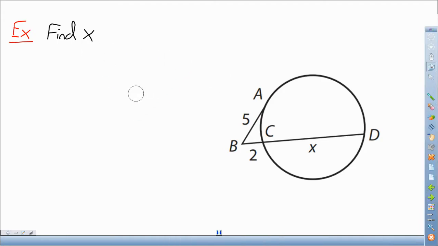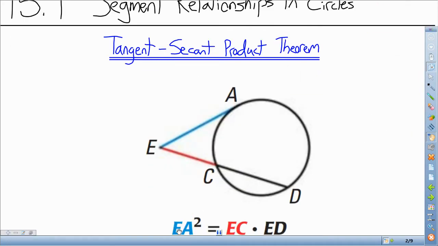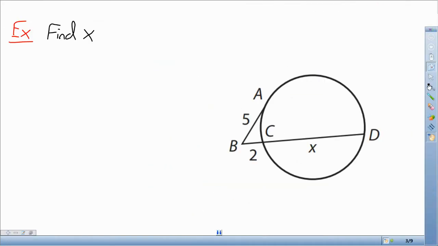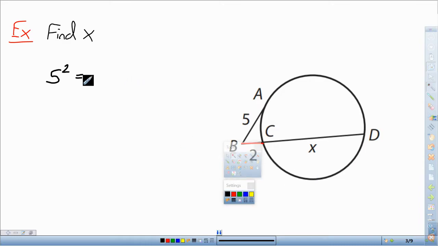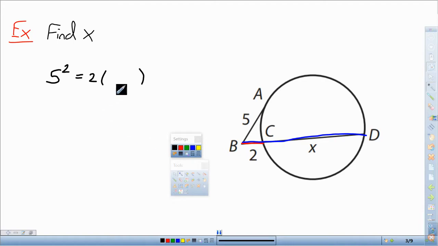Okay, so find x. When we go to do these problems, normally I start by squaring the tangent line, just like our formula says right here. So let's go ahead and do that. Tangent line is 5, so I'm starting with 5 squared. Okay, setting that equal to doing the rule with the secant line, taking the outer segment 2 and multiplying it times the entire secant line, which is x plus 2. Which by the way, you could do 2 plus x, but normally I start with a variable. Okay, and here it is. Now we just need to simplify and solve.